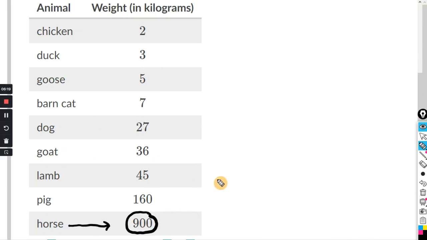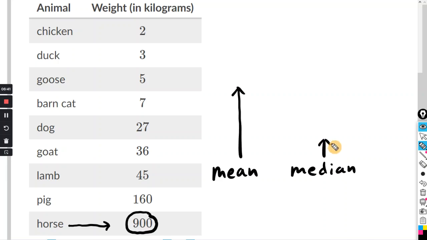Okay, so the mean went up by a lot. When you add 900 and the other numbers are much smaller than that, this changes the mean or the average by a lot. But the median only went up by a little bit.